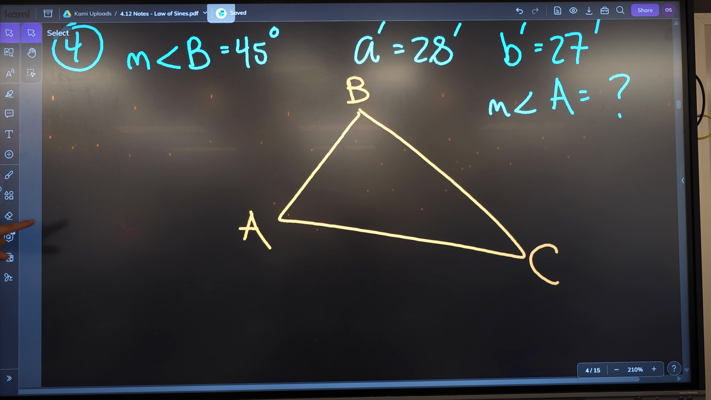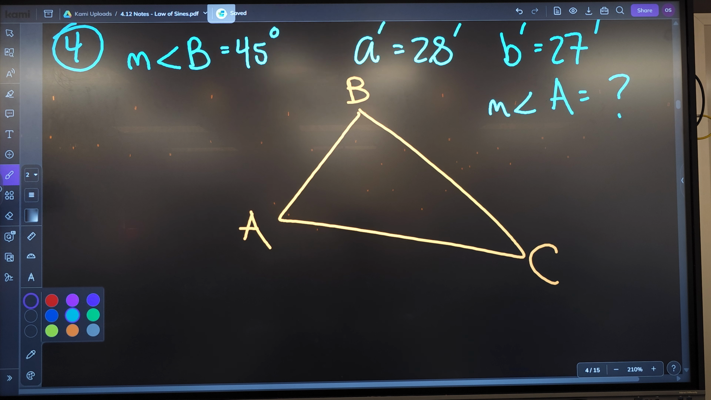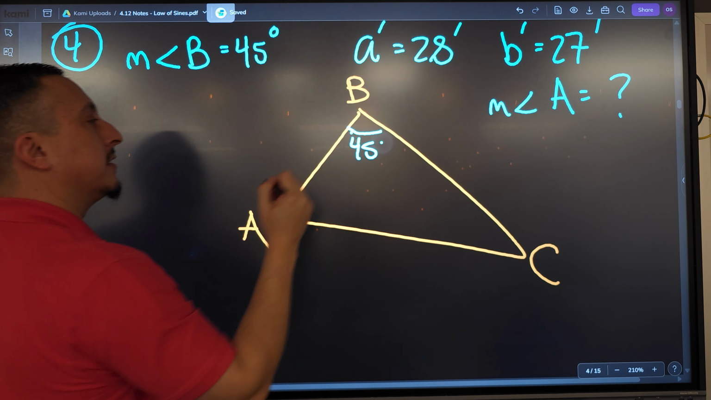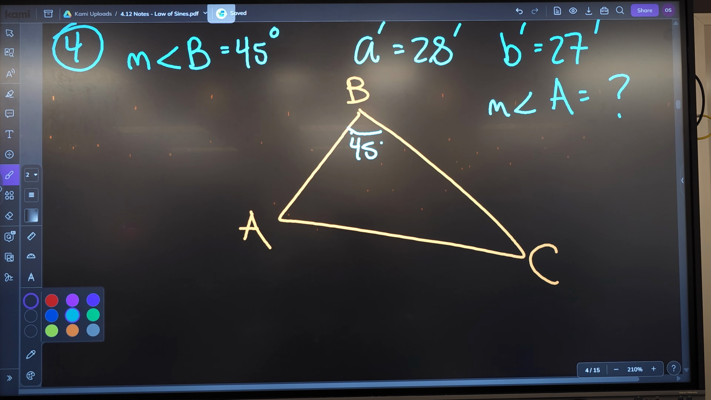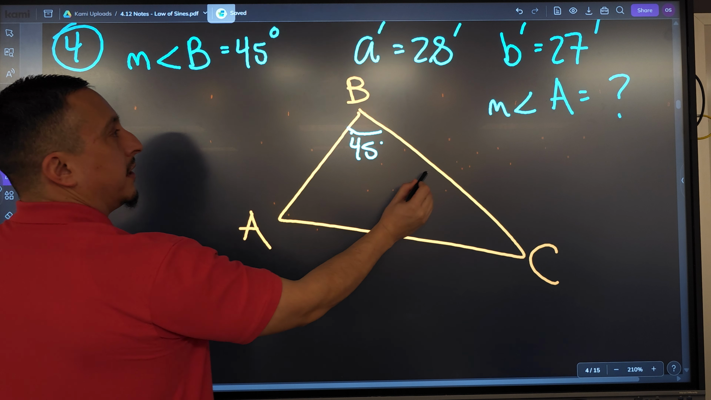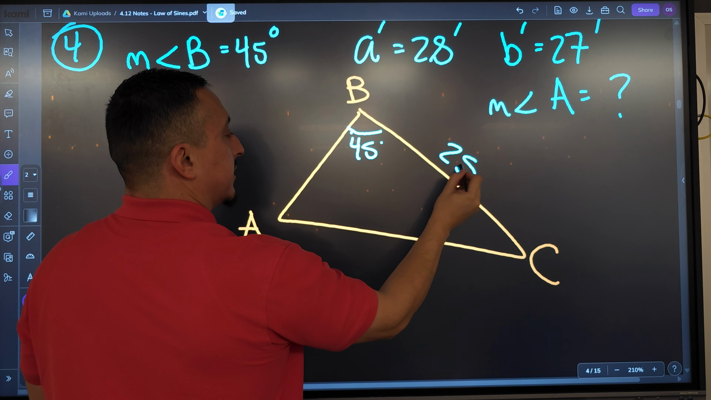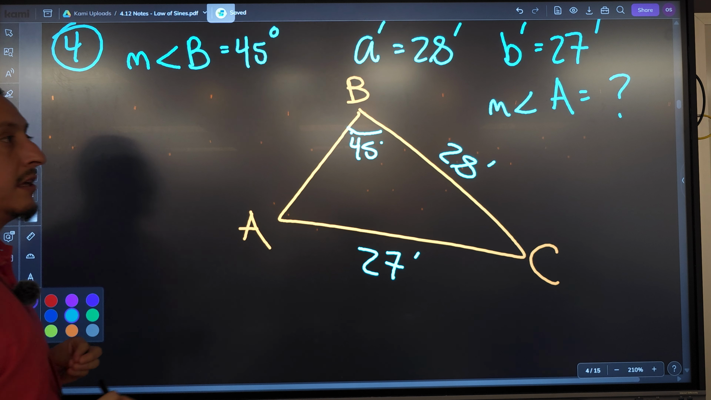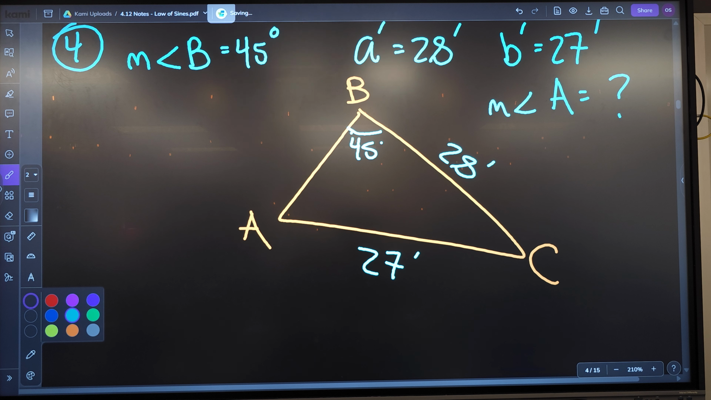Now, what does matter a lot is that you put those numbers in the right place. For example, my B corner, my B angle, needs to be 45. That does matter a lot. My side A, remember A prime, that little dash with the A, that's your side A. So that's across from angle A. That should be 28. And across from angle B is side B. That should be 27. And they want angle A, so they want this right here.